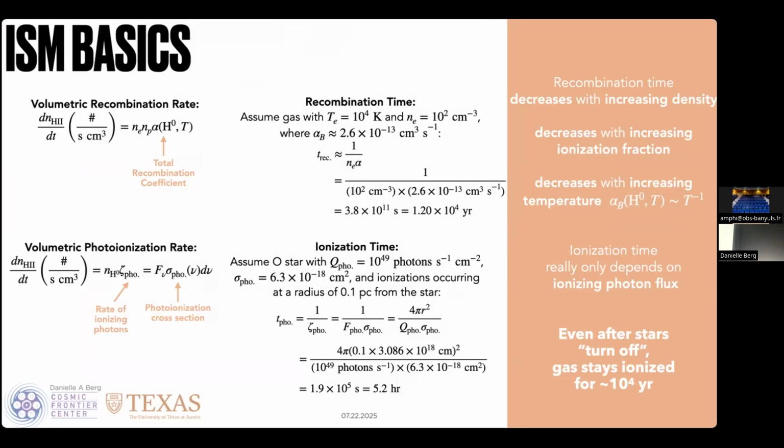So if we assume an O star that has 10 to the 49 photons per second per centimeter squared, and you have a typical cross section of 10 to the minus 18, and you look at a certain distance from your star, you can take this rate and invert it to get a photoionization time. And you see that we photoionize our gas really quickly. Okay, so we can photoionize on the order of hours.